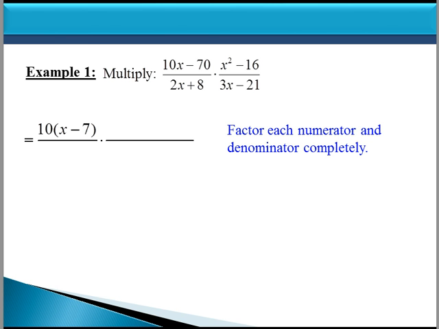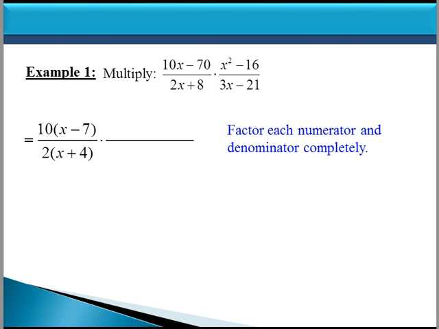Now let's look at the denominator of that first rational expression. Once again, the first thing we check for is the greatest common factor, and there is a common factor of 2, so we'll factor that out, which will leave us a factor of x plus 4. Now those two are factored completely, so now we'll move on to the numerator of the second rational expression.